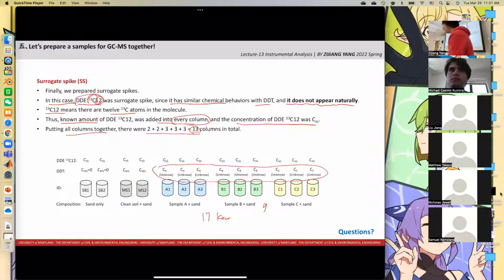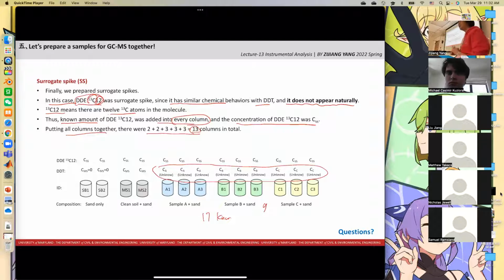Yes. So to make sure there's no interaction between the DDE and DDT, did you do a separate experiment, or was it just all based off the literature? Oh, this is a good question. In this case, because we know DDT and DDE are very stable, and they do not have any interactions between these 2 chemicals, we can put them together. Yes, based on literature, yes.